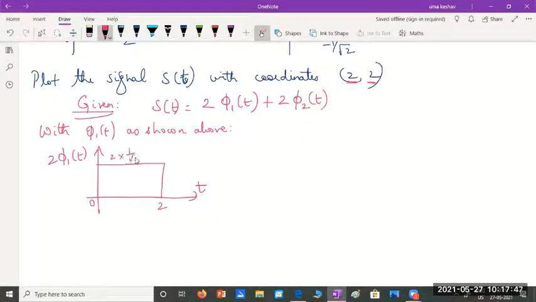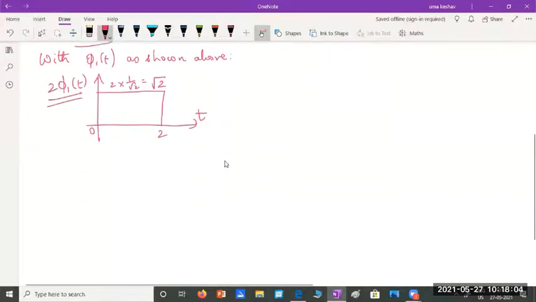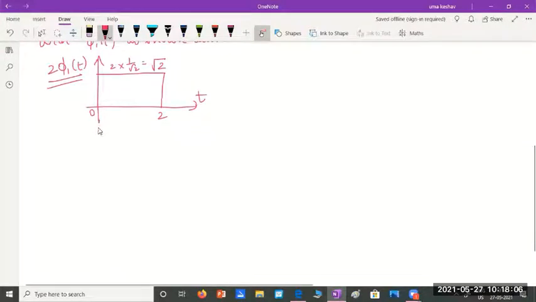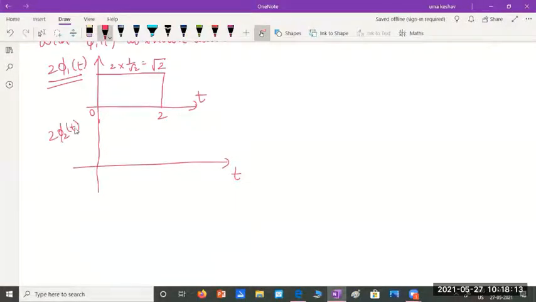2 into 1 by root 2 is how much? Its value is root 2. So 2 into 1 by root 2, the value will be root 2. So I have plotted the signal 2 times phi1 of t. Similarly, let me plot the signal below this itself so that it will be easy for me to add. I have to plot the signal 2 times phi2 of t.